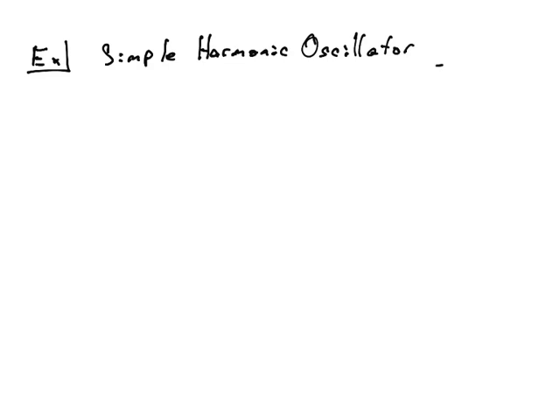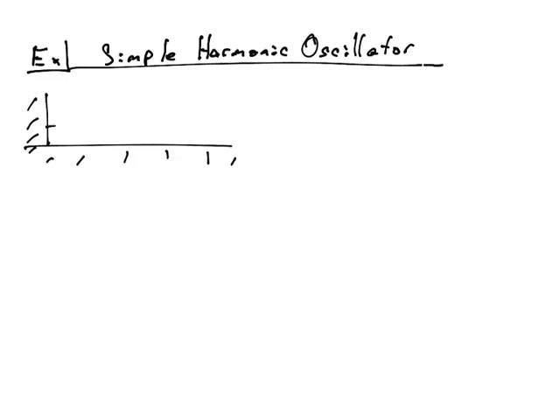So let's try one. Let's try a simple example, which is the simple harmonic oscillator. And for this one, what we'll have is it goes like this. Here we have some spring, and attached to the spring system is some mass m. The spring has a spring constant k, and I'm going to stretch the spring by a distance x, and then I'm going to let go.